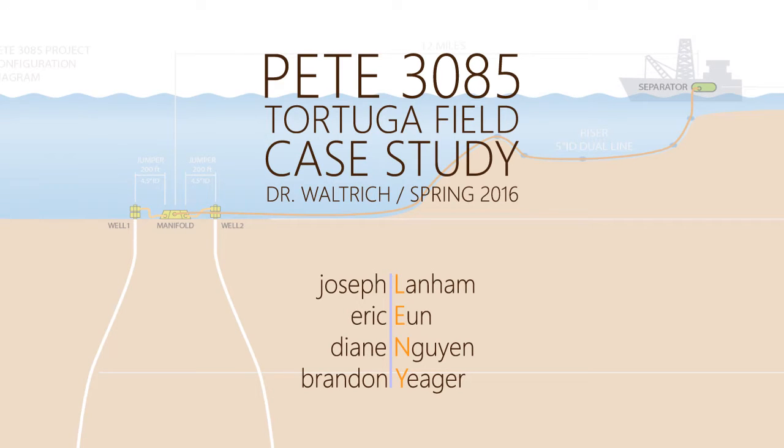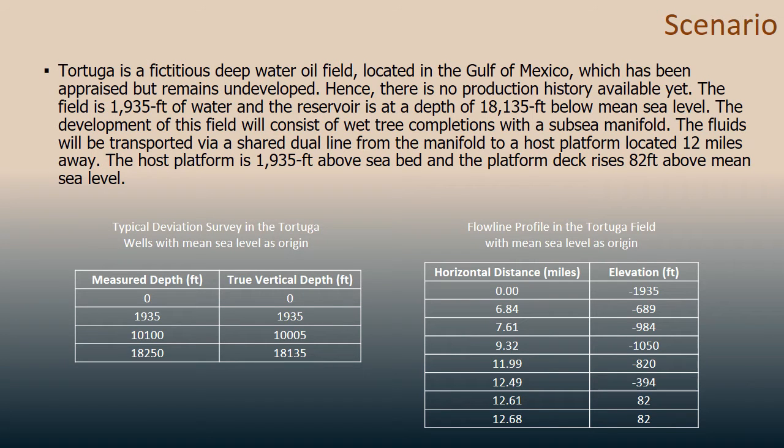Today we will be presenting a case study that portrays an offshore scenario and compare it with a range of parameters. Our fictitious deepwater rig, Tortuga, is located in the Gulf of Mexico and is currently undeveloped. We are given depths and distances that allow us to create a layout of the entire subsea system.